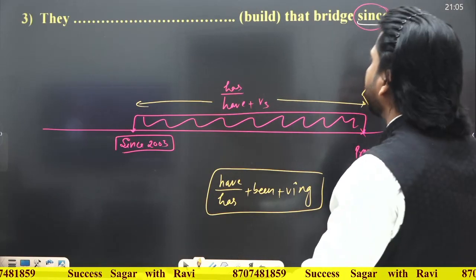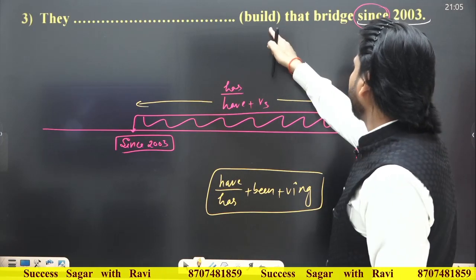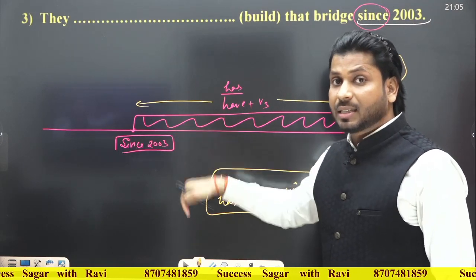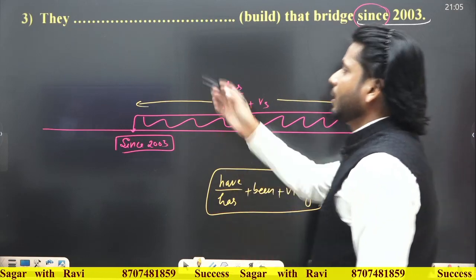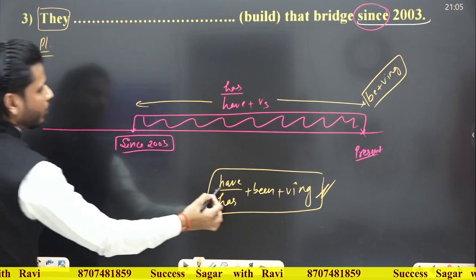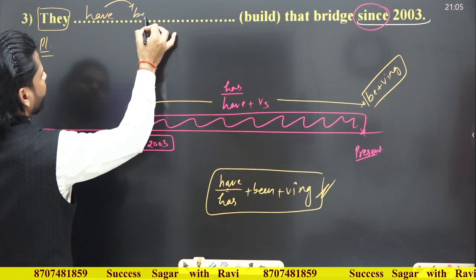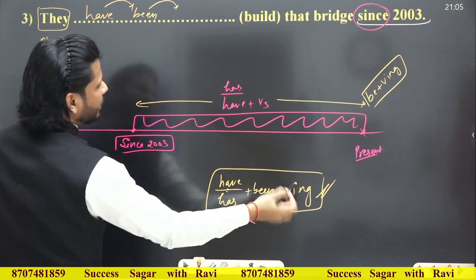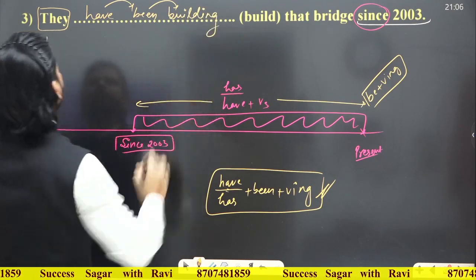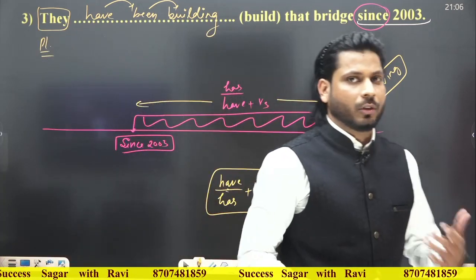The given sentence is: They build that bridge since. Since is there, it means the process of building that particular bridge started in 2003 and it is still in continuation. They is the plural number subject. If it is the plural number subject, the verb would be plural. It means have. Have is followed by the third form of the verb, been, and been is followed by the ing form of the main verb. The build is over there. This would be building. They have been building that bridge since 2003. So this is the explanation of this particular question.